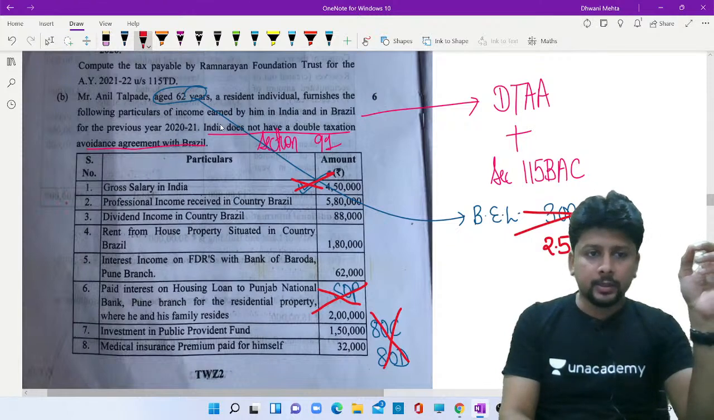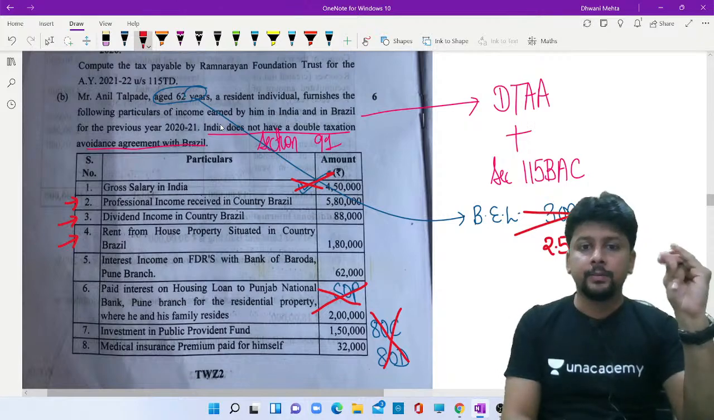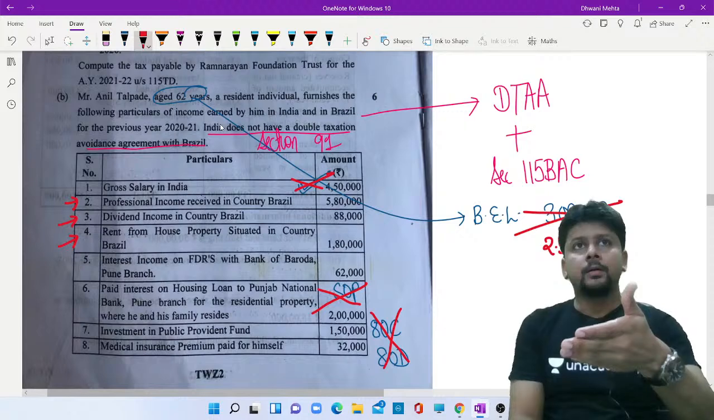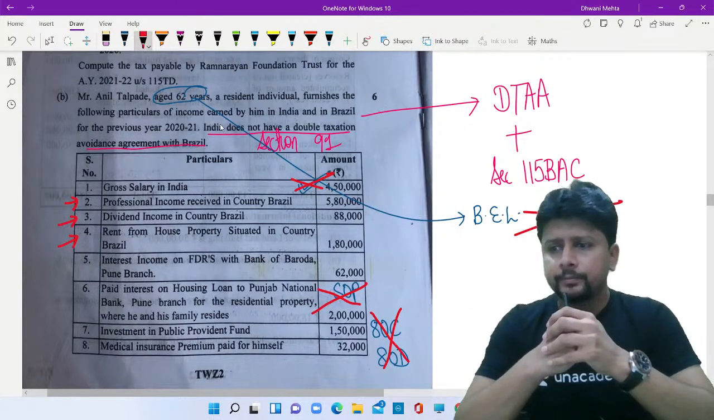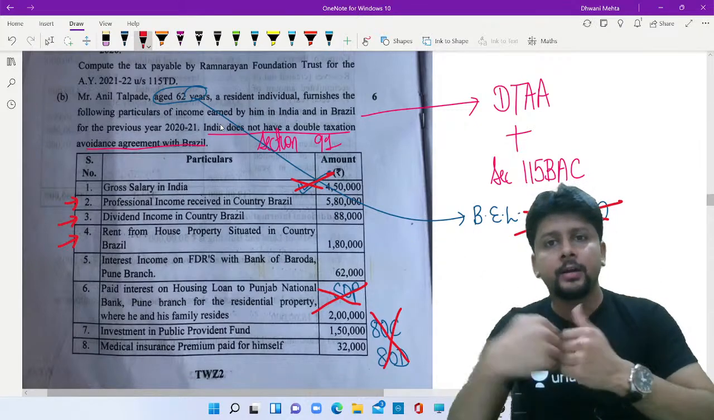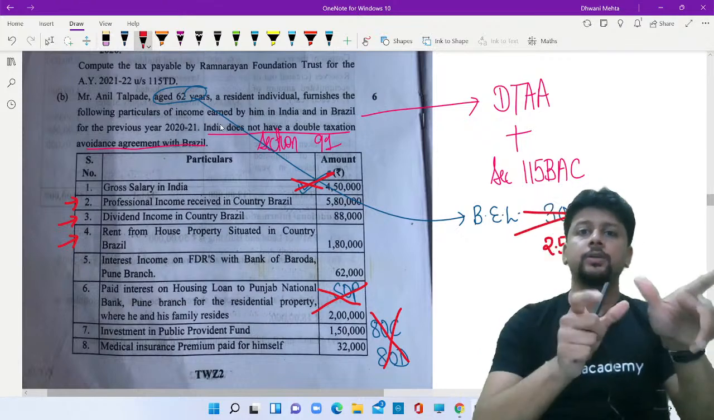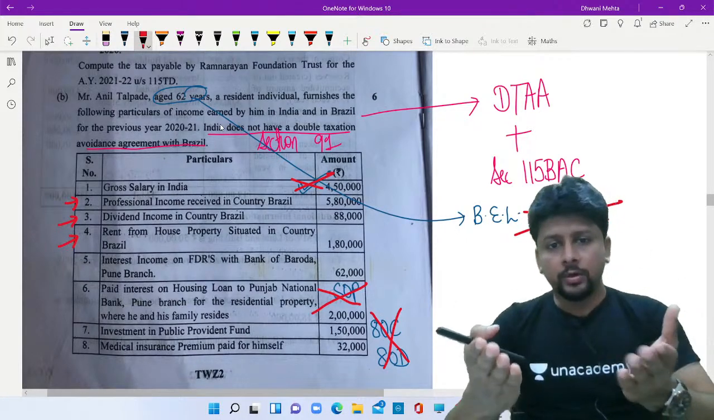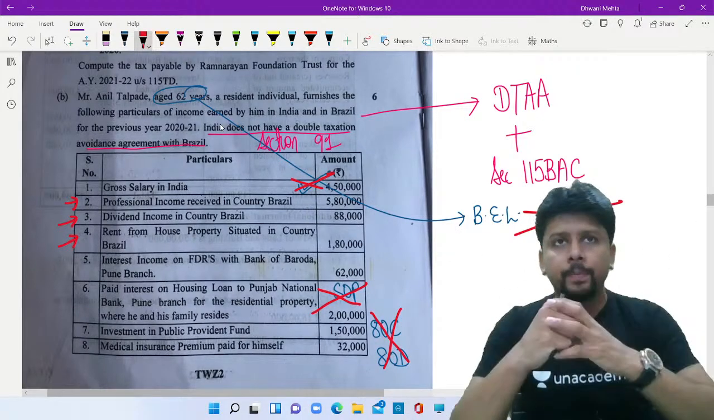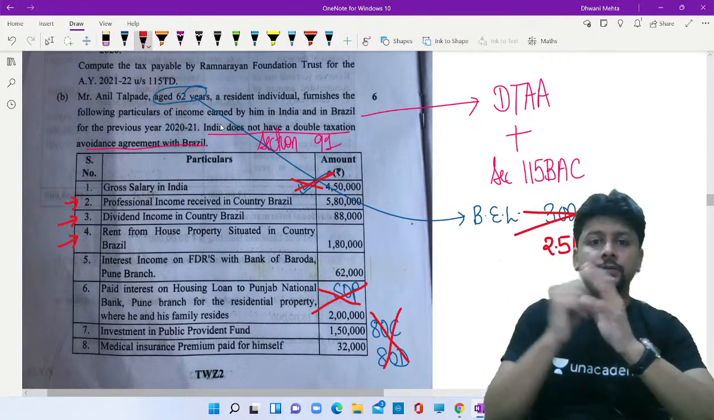These are your 3 foreign incomes: professional income, dividend income, rent from house property situated in the country Brazil. Even this adjustment number 4 can be related to a Bombay High Court judgment, which is studied in the chapter of DTAA, that if there are certain deductions that are permitted under the Income Tax Act, it is only the balance taxable amount which is subject to double tax. So when you take this 1,80,000 under the head house property, that is only your GAV, rental income. You will take a deduction of municipal taxes, no information is given. You will take a standard deduction of 30%.